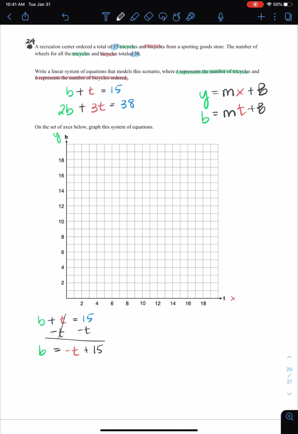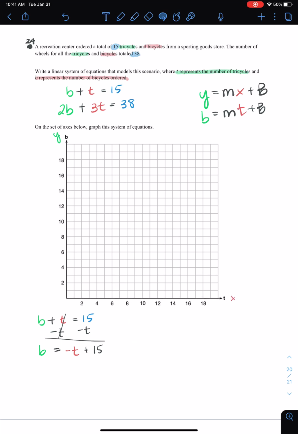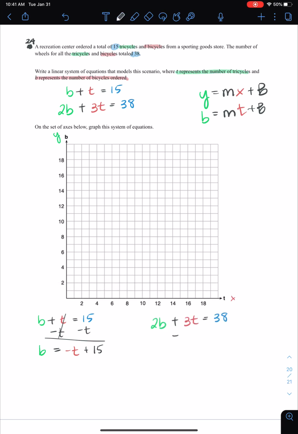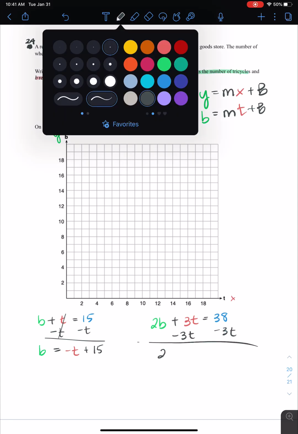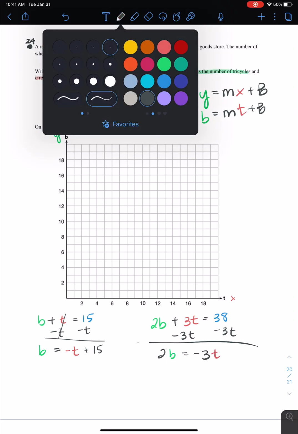All right, and now we need to take our second equation and also get this into b equals mt plus big B. So in order to do this, we are going to subtract 3t from both sides. That way we can start to isolate b. So 2b is equal to negative 3t plus 38.